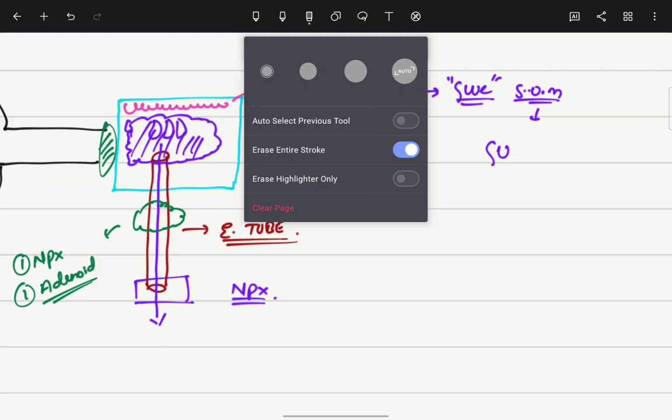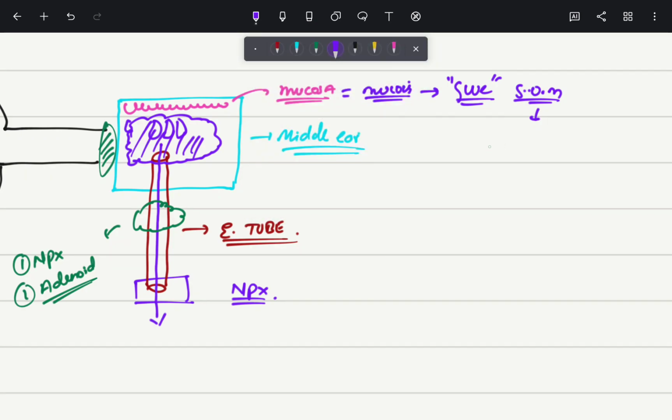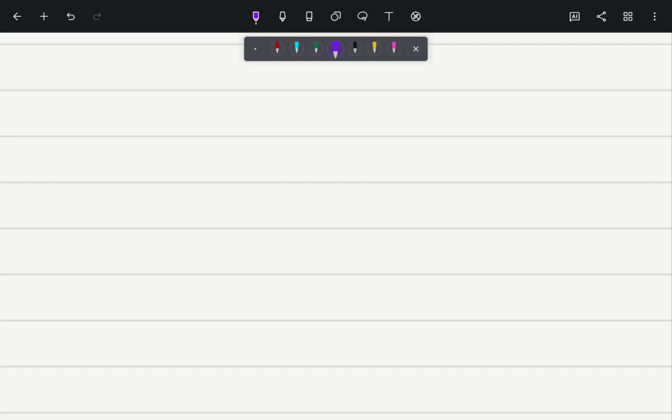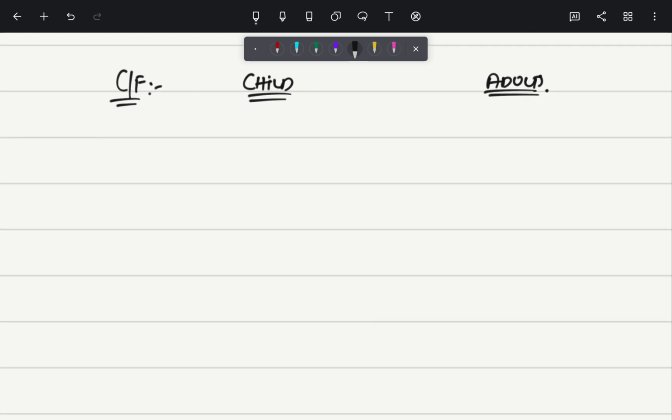So the other name of serous otitis media is glue ear. Okay, so what are the main clinical features in these patients? Serous otitis media can happen in two age groups. One is in children and the other is in adults. Whenever you think of children, it is mainly due to adenoid hypertrophy, and not only that, it is usually bilateral.